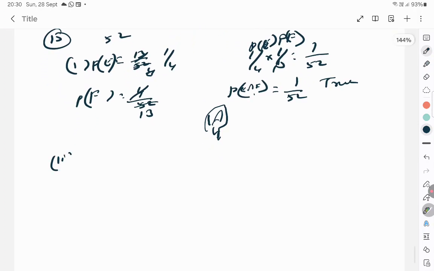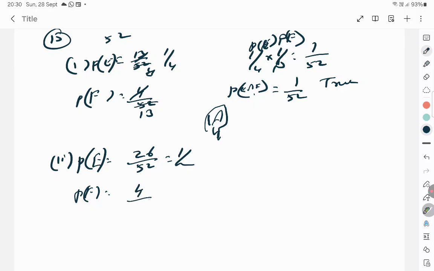So let's go to the second subdivision. First, E is the event that the card drawn is black. There are 26 black cards out of 52, which is 1 by 2, so that is the probability of E. Probability of F: the card drawn is a king. There are 4 kings out of 52, so 4 by 52 is 1 by 13. So that's P of E and P of F.